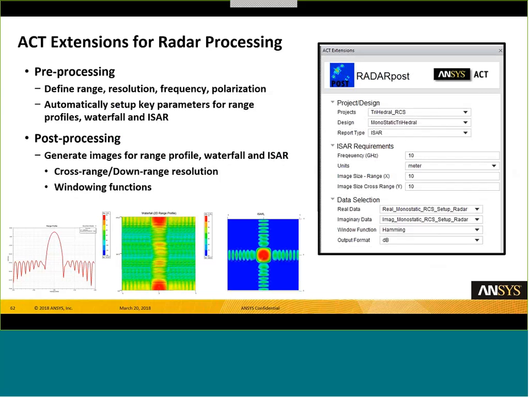And again, you can define your cross-range resolution, your down-range resolution, the ISAR imagery size. You can define what you need for waterfall plots. You can choose from a dozen or so built-in windowing functions and actually customize it to put your own windowing functions in if you want. It's extremely easy to use and to set up. So all this is available for you now.